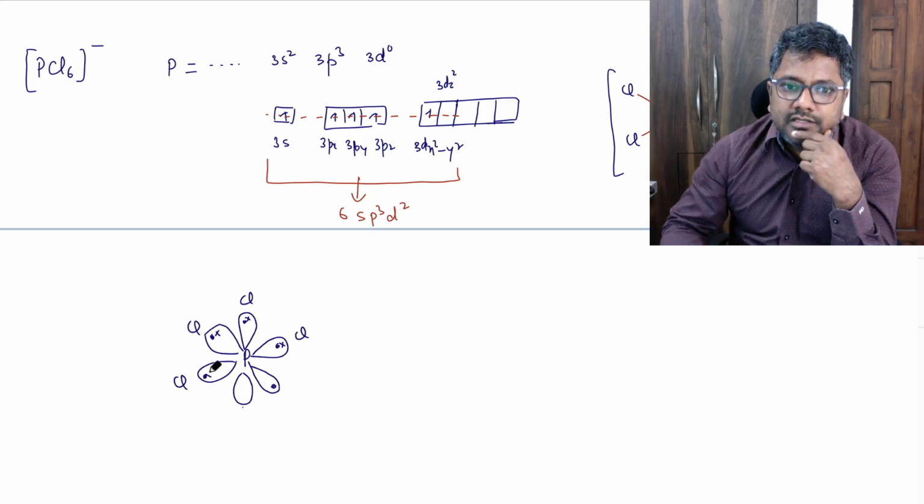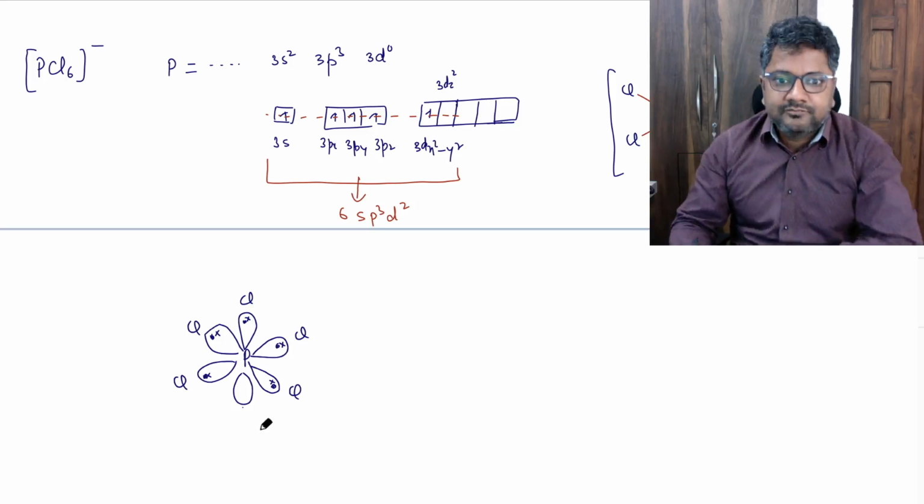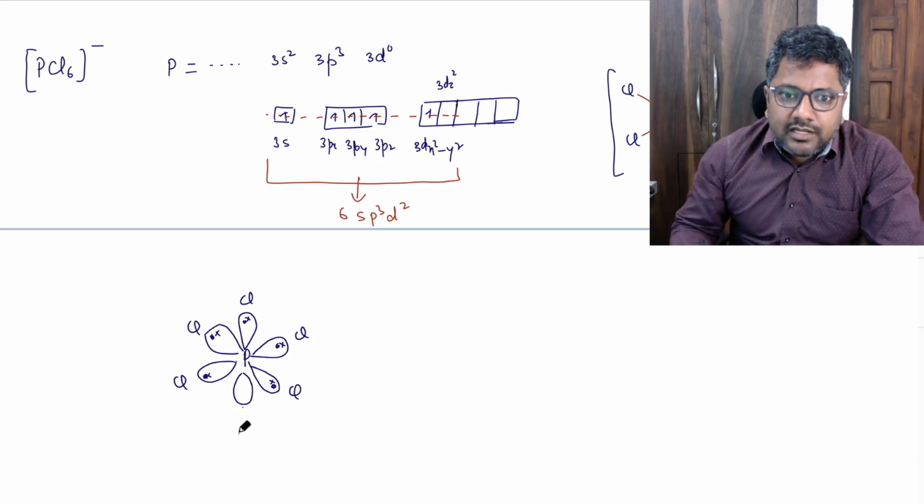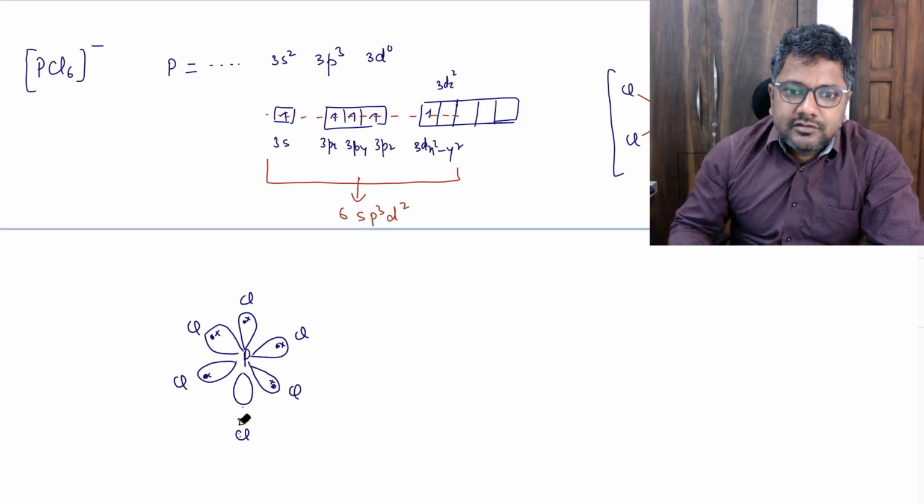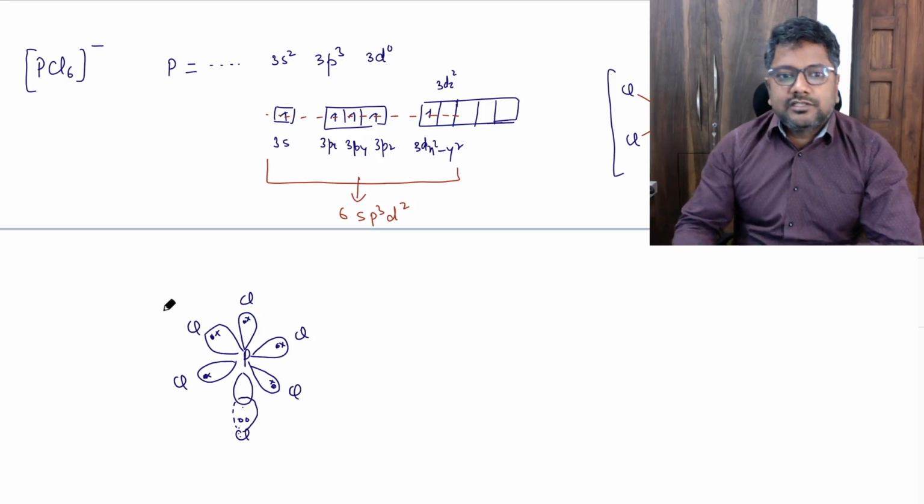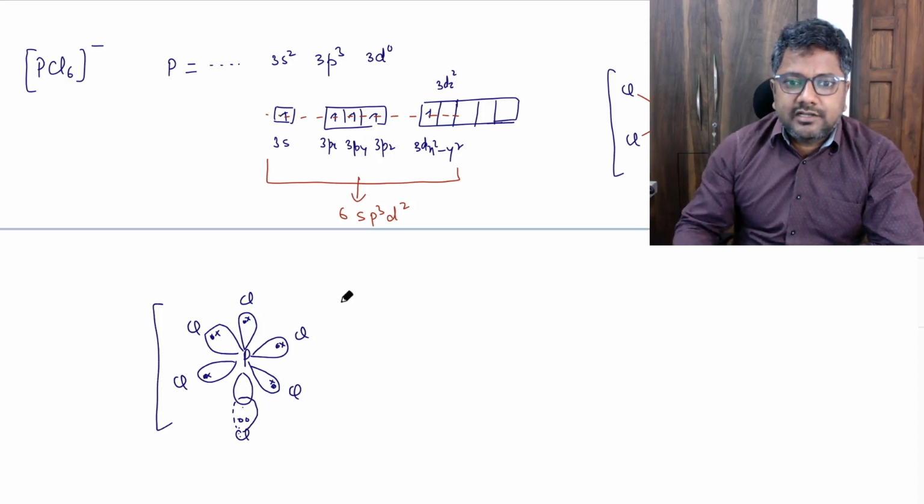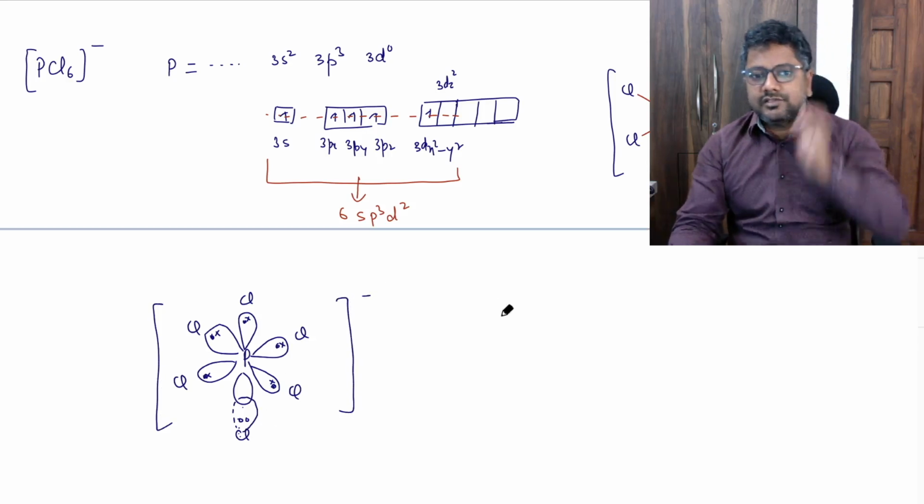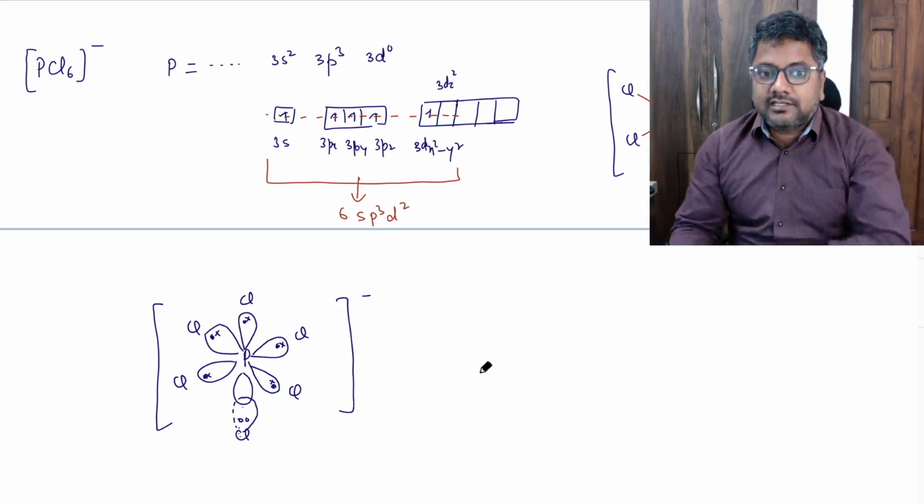Each chlorine is overlapped with one electron. So 5 chlorines overlap with one electron each, but one chlorine atom overlaps with 2 electrons here, right? So this is basically the difference. See, this is one of the explanations.